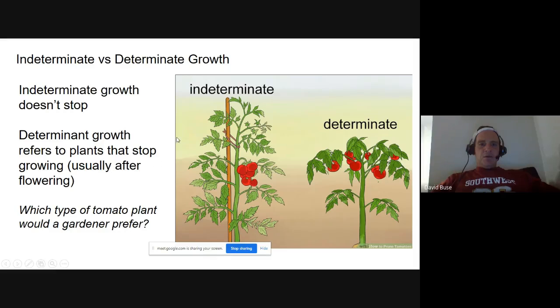Indeterminate versus determinate growth, I mentioned that a little bit earlier. Indeterminate growth would be growth that doesn't stop, versus determinate growth, which stops usually at a certain point. And so which type of tomato plant would a gardener prefer between the two? Of course, indeterminate growth would be better for a gardener because the plant would continue to grow over long periods of time and would not be stopped at a particular moment.